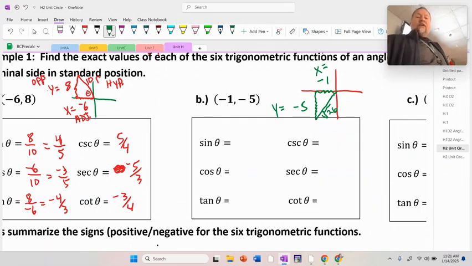All right, sine is -5 over root 26, and then rationalizing. Come on, multiply top and bottom by root 26. Sorry, you don't have a lot of room there, but I didn't want to waste trees. Okay, and then cosine is x over r. So that's -root 26 over 26.